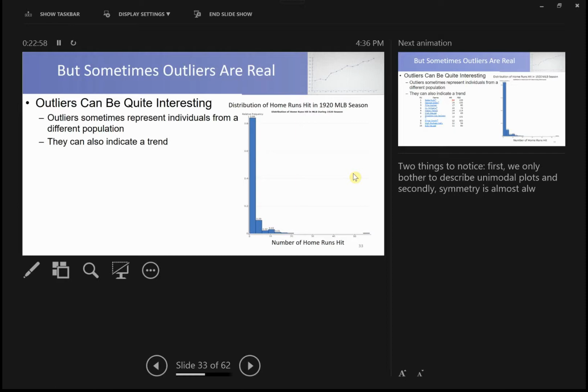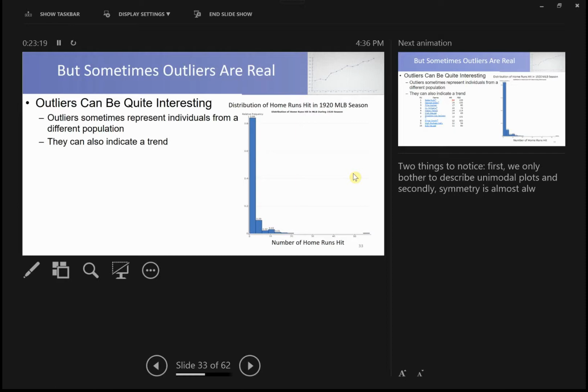Okay. So for example, if you're looking at resistance to a disease, and you find one person that's way outside the others, that person might be a mutant, literally. They might come from a different population, but it also might represent a trend. That's why you don't throw outliers out. This is a classic example.